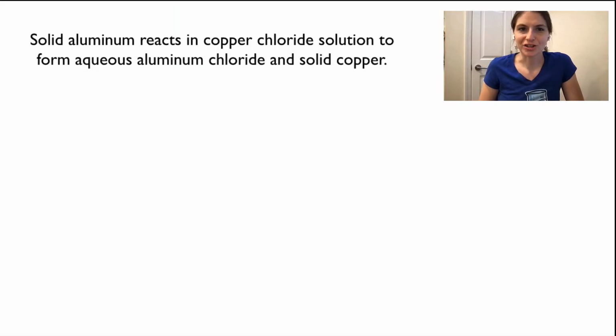So in that reaction, we saw solid aluminum reacting in copper chloride solution to form aqueous aluminum chloride and solid copper. Remember the word aqueous, the abbreviation AQ, tells me that the substance is dissolved. So instead of being solid aluminum chloride, a solid salt, I have aluminum ions and chloride ions floating around in the water in solution. And copper is becoming the solid substance at the end.